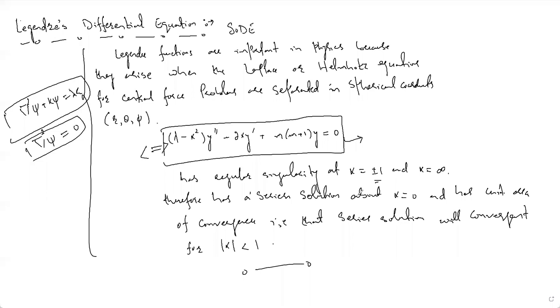And the series solution will always be convergent for a unit area of convergence, that is, it will converge for |x| less than or equal to 1. Okay, now let us go to the solution and see how we find it.